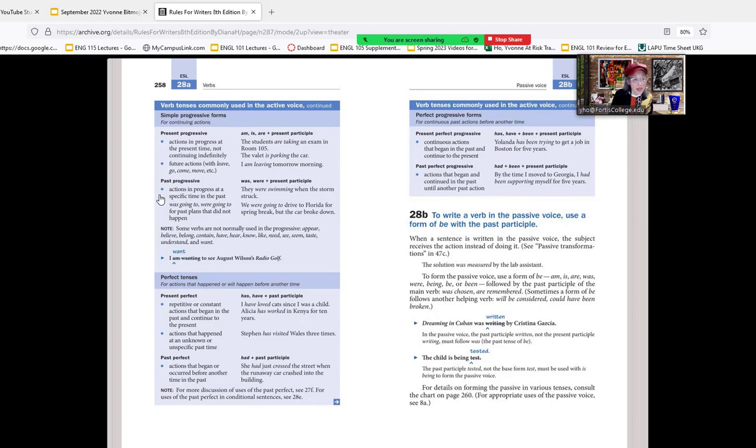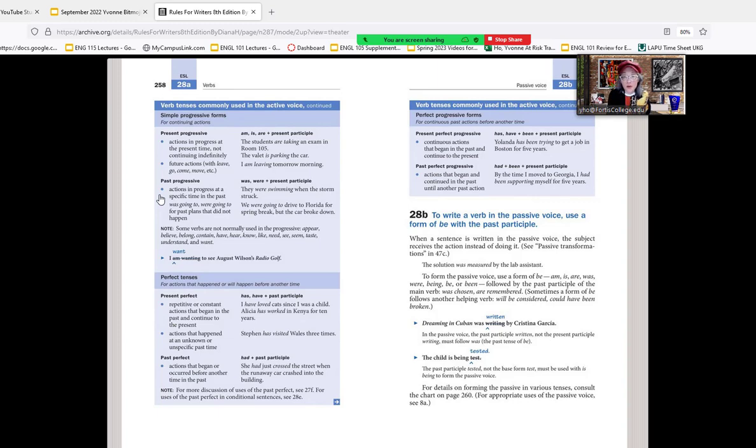Actions that happen at an unknown or unspecified past time. Stephen has visited Wales 3 times. Past perfect: actions that began or occurred before another time in the past. She had just crossed the street when the runaway car crashed into the building. So when you have a past perfect, that's one past action happening before another past action.